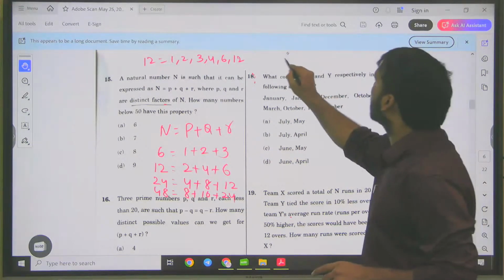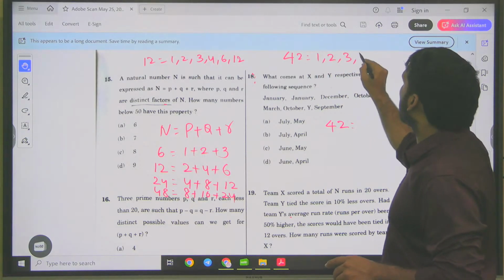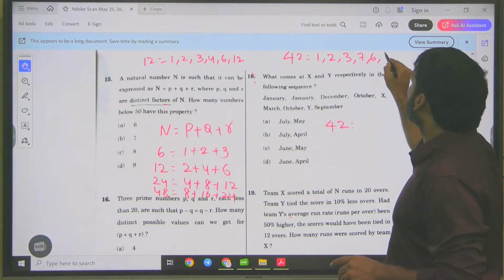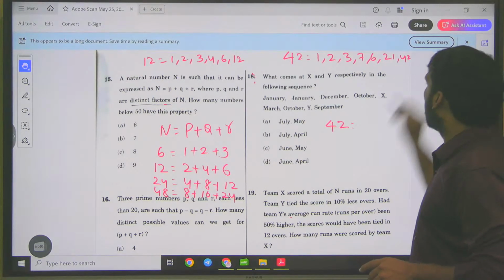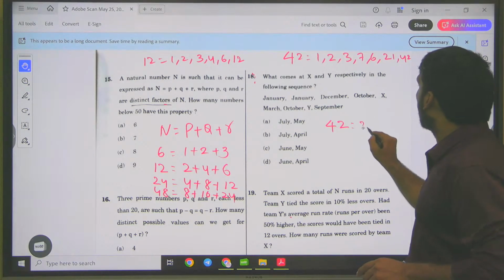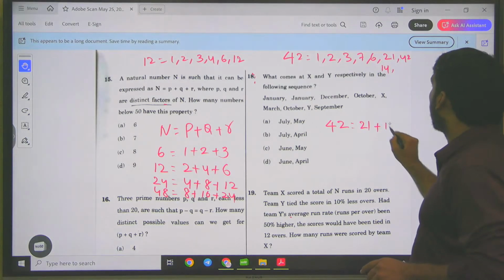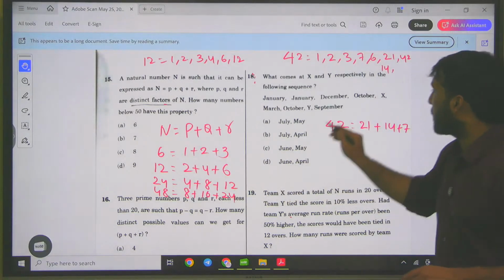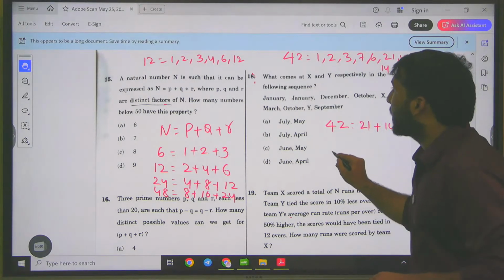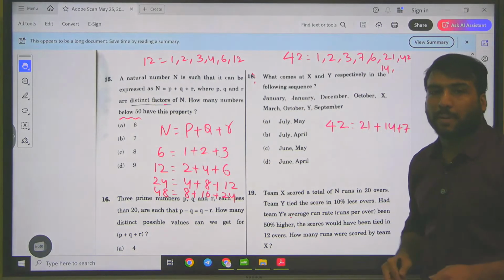Next, I can consider one more factor, 42. What are the factors of 42? 1, 2, 3, 7, 6, 21, 42. So I can take it as 21 plus 14 plus 7, since 3 sevens are 21 and 14 is also a factor. That gives 4 numbers. Next, I should get less than 50.